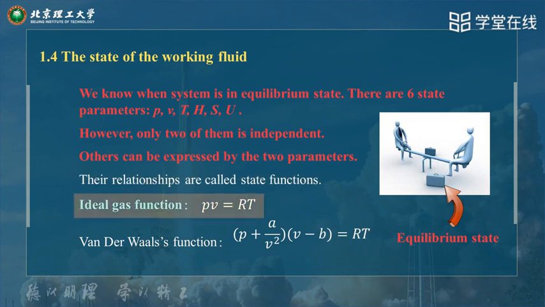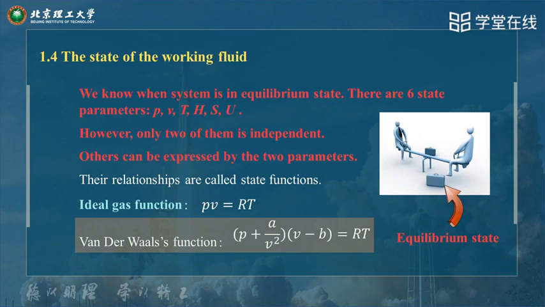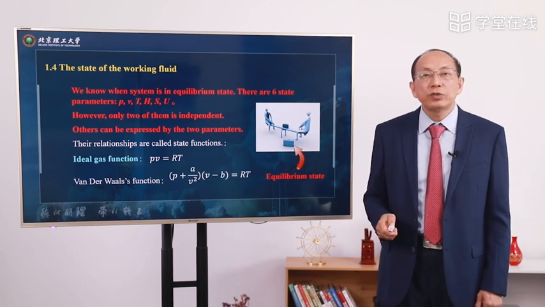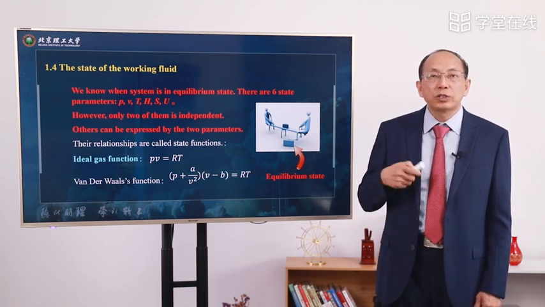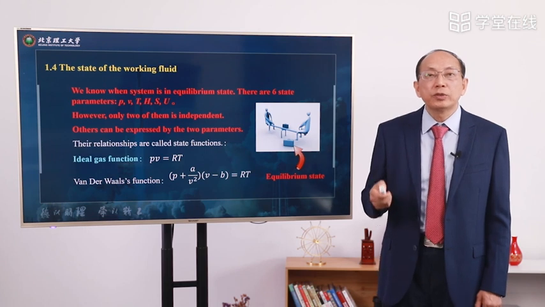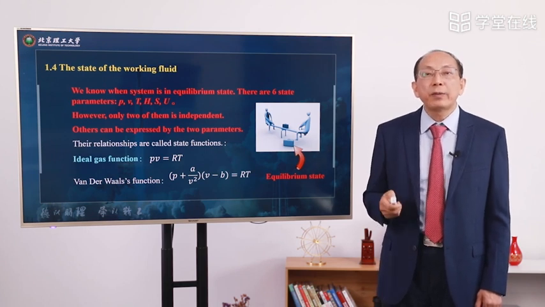Their relationships are called state functions. For example, the ideal gas function PV equals RT is a very old state function. Another very typical function is the van der Waals function: (P plus A over V squared) times (V minus B) equals RT. We can use these functions to describe the relationship between the state parameters.